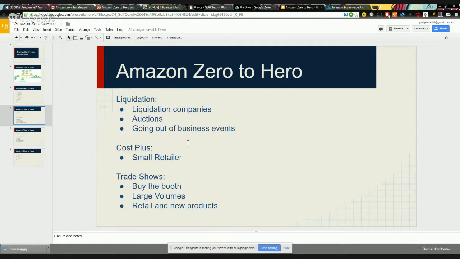Yes. All right, so here we go. Liquidation. So liquidation is basically a term that's used by manufacturers, different companies, to liquidate assets. What a lot of people don't know is that your major store chains liquidate all the time. I mean, all the time.